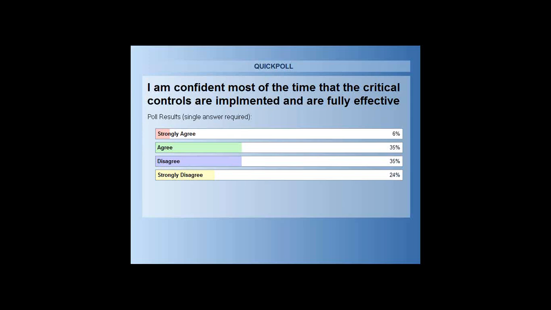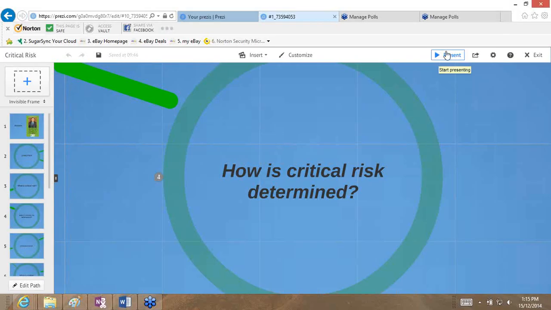So I guess looking into that, we've got about half of the people here today that believe their organisation's got a good grasp on critical risk and that there are clearly defined controls. However, out of that 50%, there's only a small portion that believe that the critical controls are implemented fully and are fully effective. Okay, and I'd like to thank everyone for voting on that, and there were some pretty interesting results there.